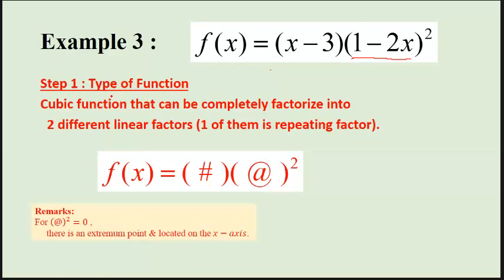So step 1, we identify the type. In this case, the type is that it can be completely factorized, with one of the linear factors happening to be repeating. And here there's an important remark to take note of. For the case with repeating linear factors, the extremum point is actually located on the x-axis. And how shall it be located? We'll see later after we identify the shape of the graph and also the x-intercept.